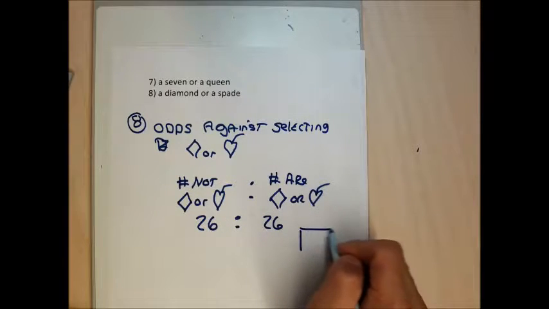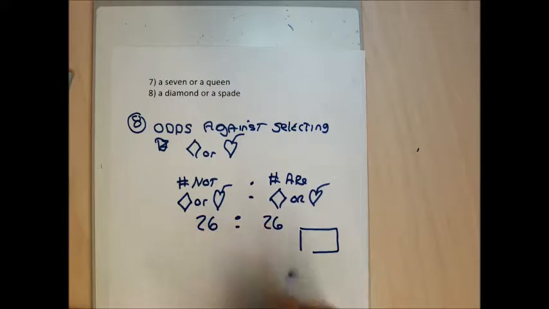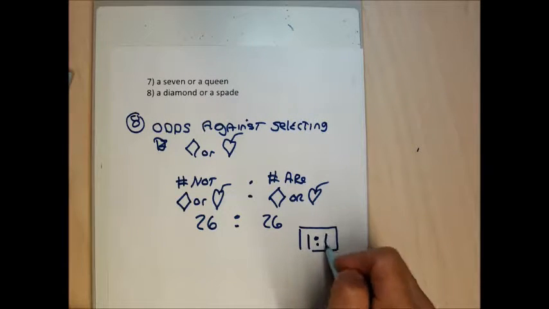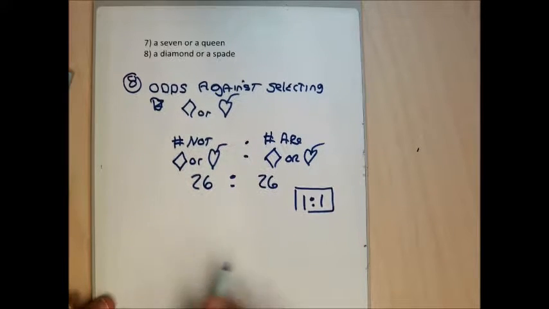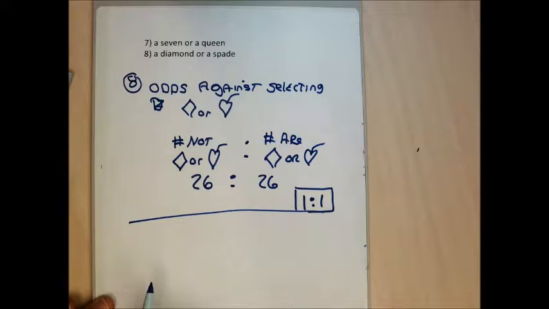I'm going to reduce these like they're a fraction and divide them by 26. And each of the 26s, when you divide it by 26, you get 1. So the odds against selecting a diamond or a spade are 1 to 1.